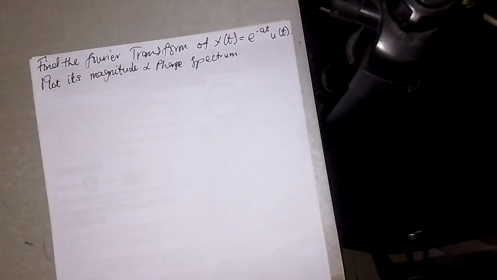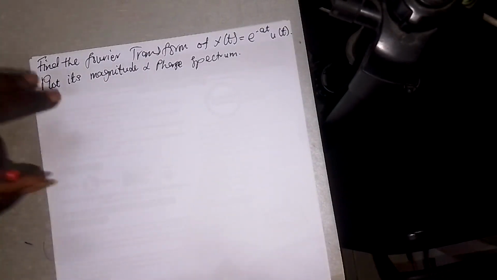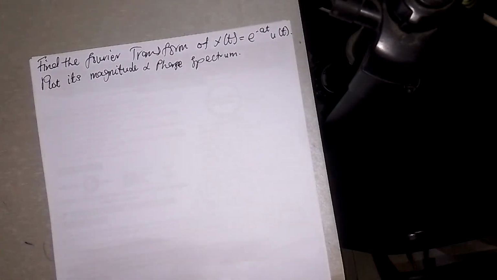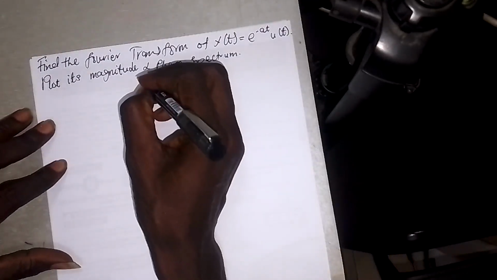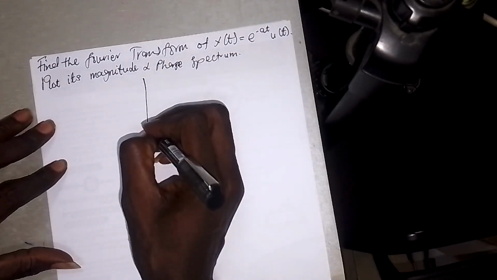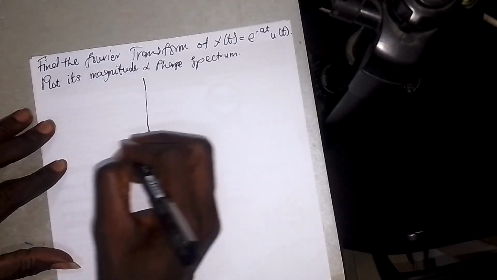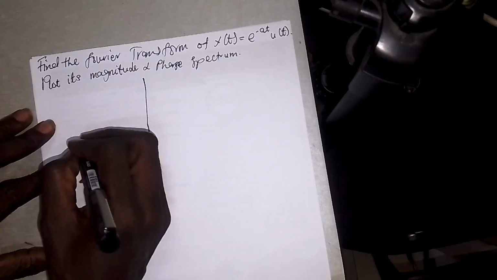Hi, I'm Dr. Barnes. Let's solve this question using what we just learned in Fourier transforms. First, let us plot our signal. Our signal is x of t equals e to the power minus at, times u of t.